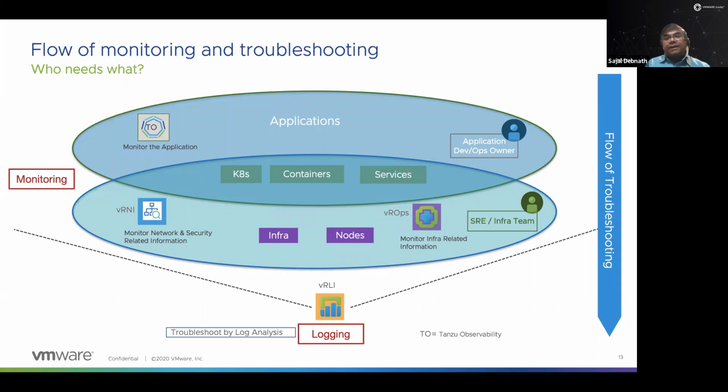And then at the back end, you have VRLI, which provides the logging mechanism, because sometimes knowing that there is a problem or what may be the problem is not enough. You need to dig deep into the logs to find out exactly what is causing the problem. So you need to have a logging mechanism at the back end. Your monitoring alerts you there is some problem, you check what exact area is problematic, and then you go into the logging to dig deep and find out what you can do to solve that problem.